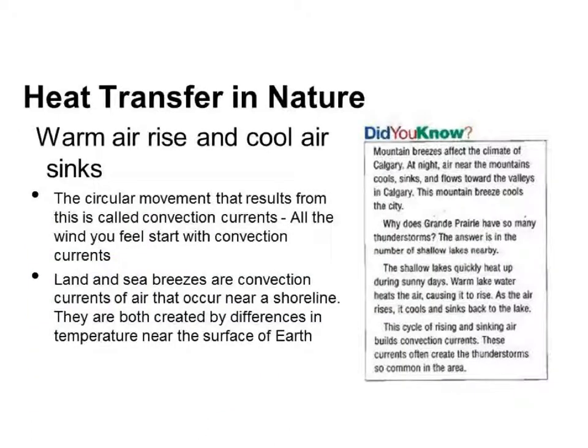Now, heat transfer in nature. We know already, because of convection, that warm air rises and cool air sinks. The circular movement that results from this is called convection currents, and all the wind you feel starts with convection currents. Land and sea breezes are convection currents of air that occur near a shoreline. They are both created by differences in the temperature near the surface of the earth.